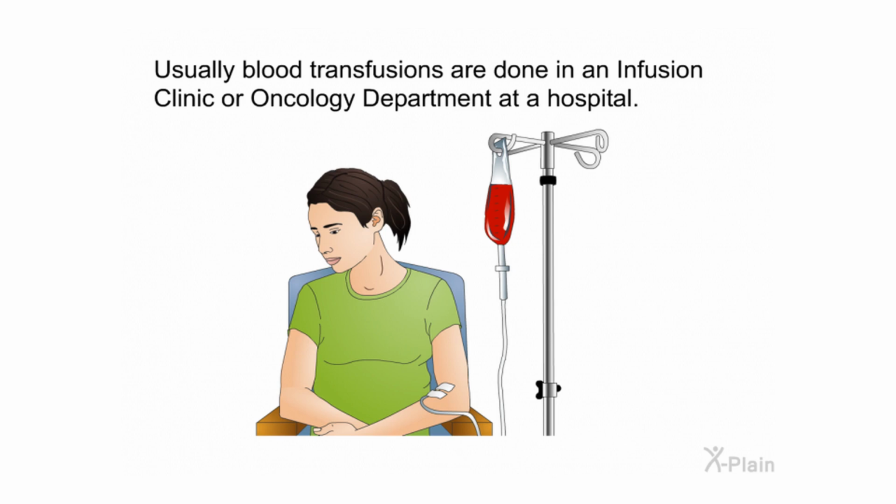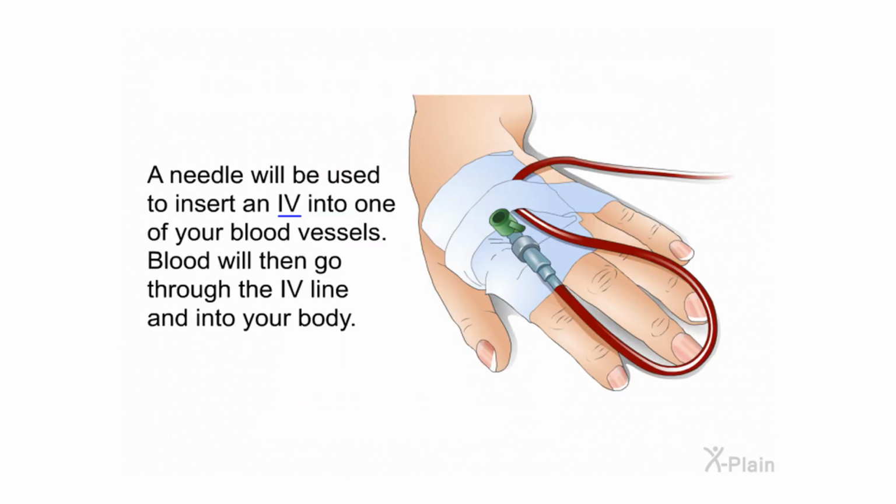Usually blood transfusions are done in an infusion clinic or oncology department at a hospital. A needle will be used to insert an IV into one of your blood vessels. Blood will then go through the IV line and into your body.